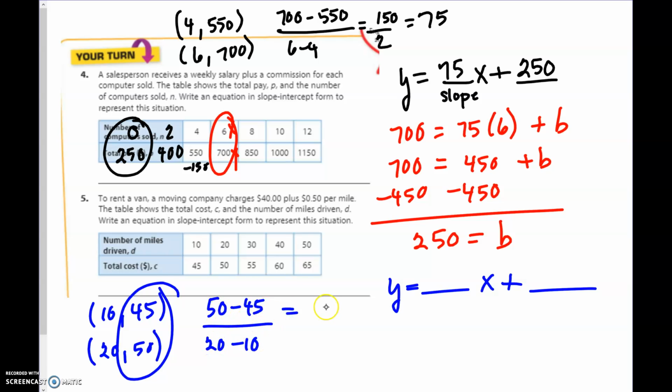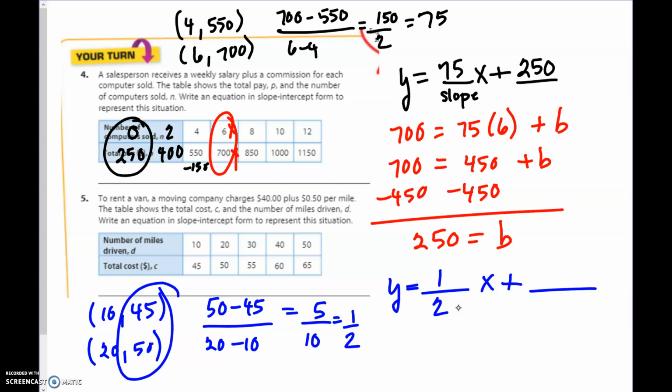So 50 minus 45 is 5. 20 minus 10 is 10. So this reduces to the fraction 1/2. And that's the whole point for me to find the slope. And I get the slope to be 1/2.